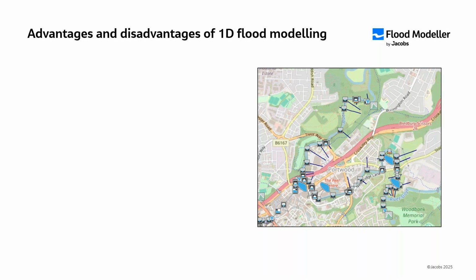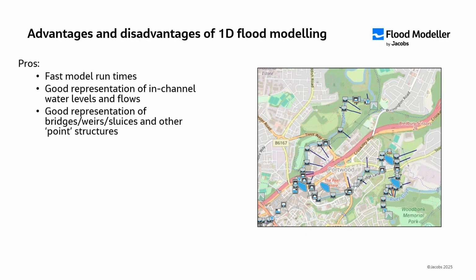So typically 1D models, unless they're really, really complicated, will have quite fast run times. So you don't need to wait for ages for the simulation to finish. This is really good for things like flood forecasting, where you need to input data and get really fast results to know what's going to happen in a few hours time. You've got a really good representation of that in-channel water level and flow. And you've also got a great representation of point structures like bridges, weirs, sluices, culverts, and all the other different types of point structures. And some of the cons now.